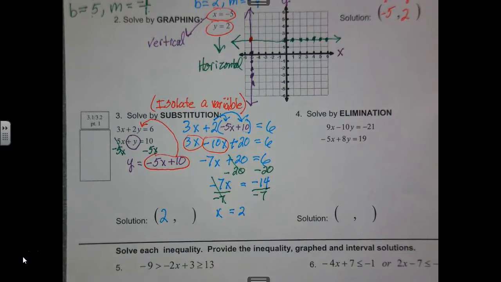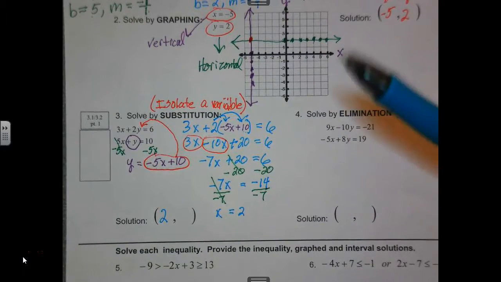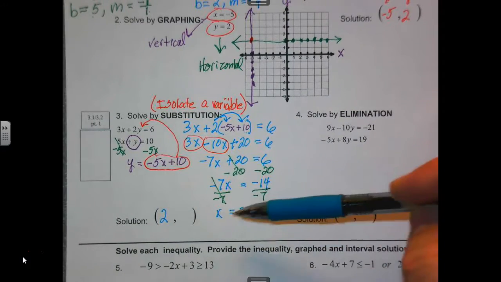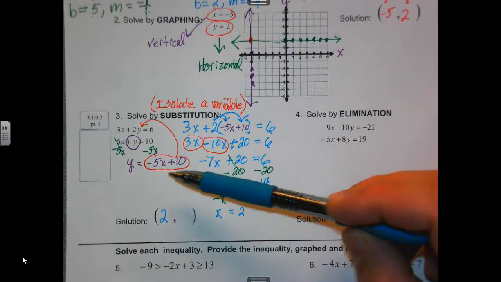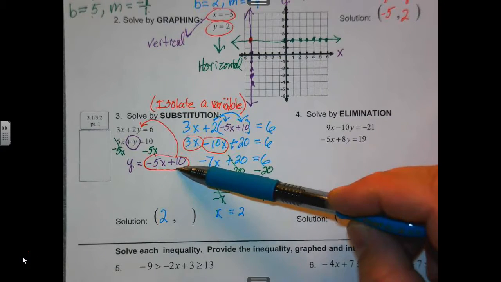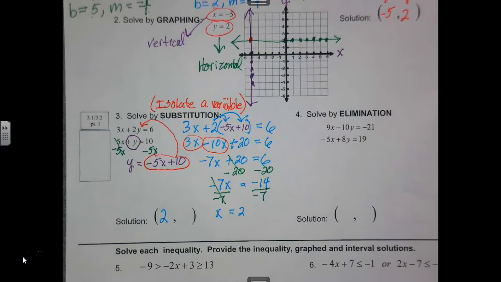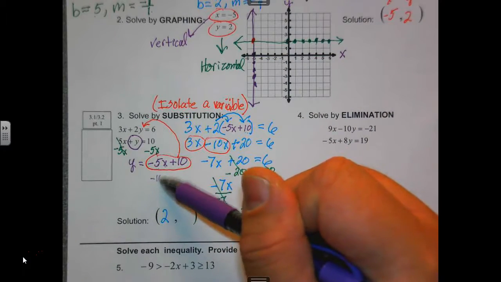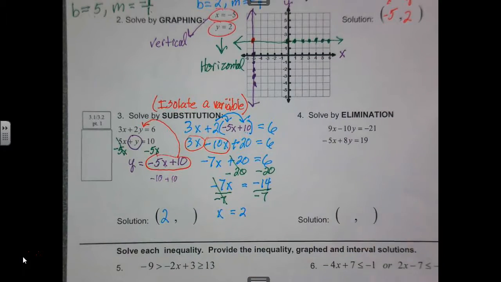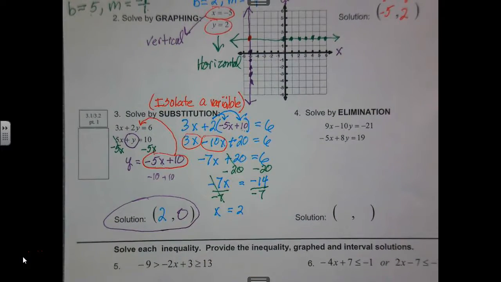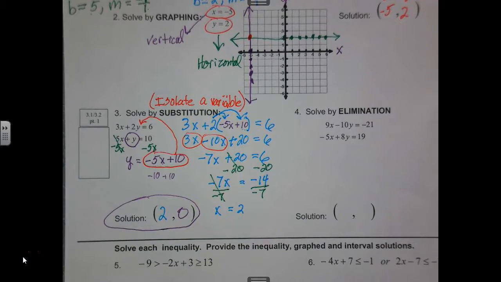Now, you can go back to any one of these equations and substitute in 2 for x. Now, if you're really confident that you didn't make any mistakes, you could use this one. It's the easiest one. Yeah, it's going to be 0. 2 times negative 5 is negative 10, plus 10 is 0. And there's my solution. Okay?